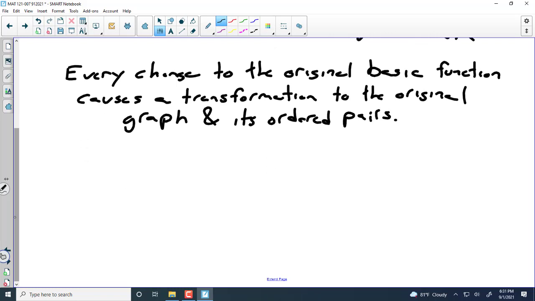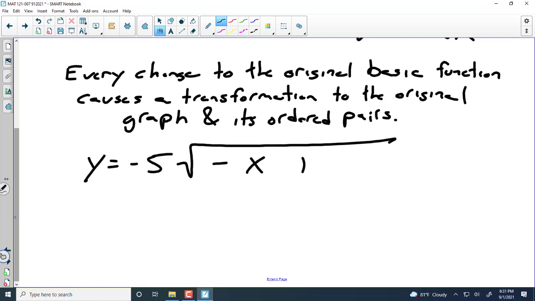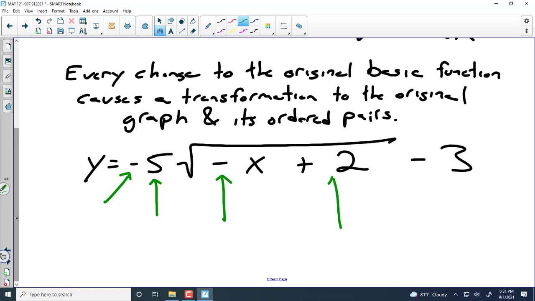So when I write this function up here, which I'm writing big on purpose so I can write around it, we can look at that and say, Steve is messing around with the square root function. That's the basic function he's starting with. But every one of these things, this negative sign, this 5, this negative sign, this plus 2, and this minus 3, all of those things that I've put in here that were not in the original cause one of those transformations to happen.